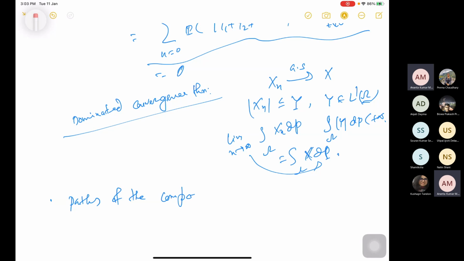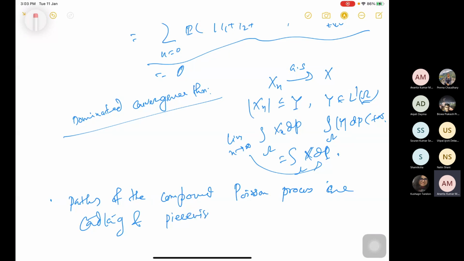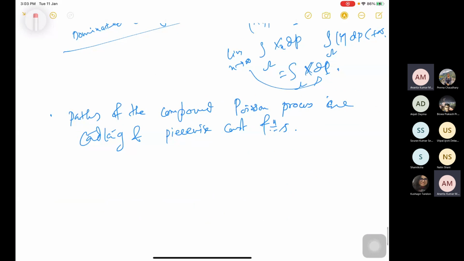The paths of the compound Poisson process are cadlag and piecewise constant functions. So we can ask the following reverse question. I'm not going to prove it, but my claim is that the compound Poisson process is the only Levy process which has piecewise constant sample paths, which is given by the following proposition.